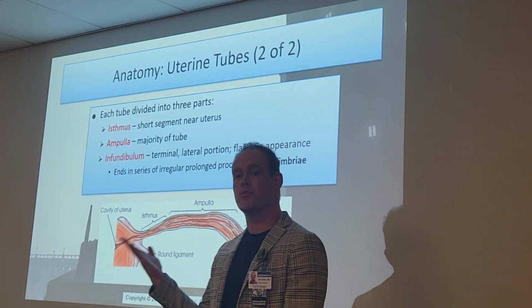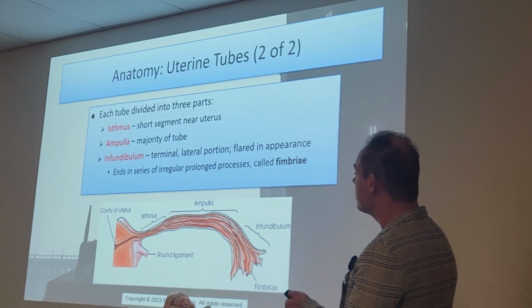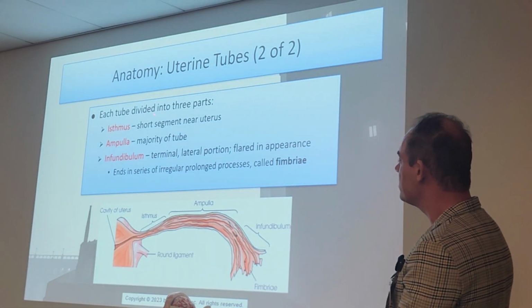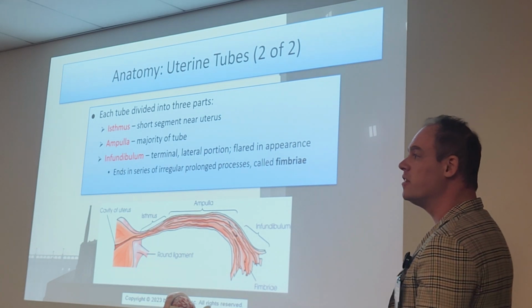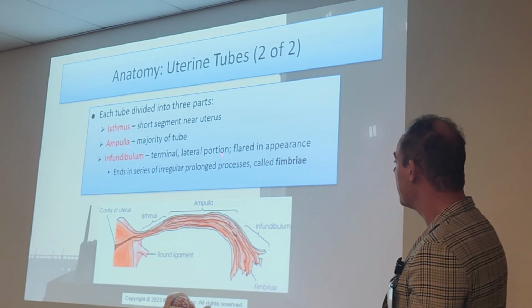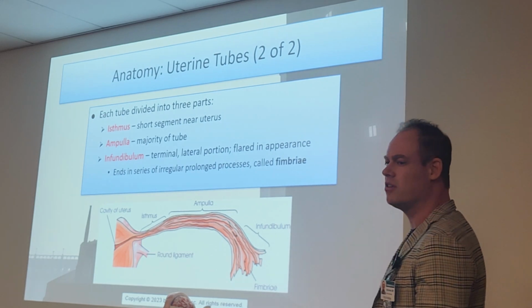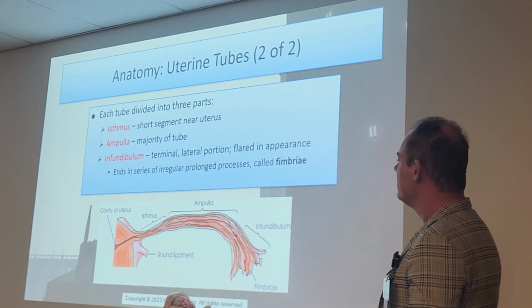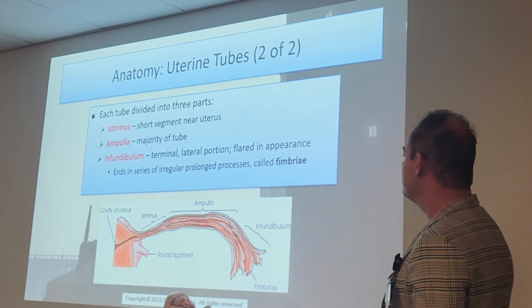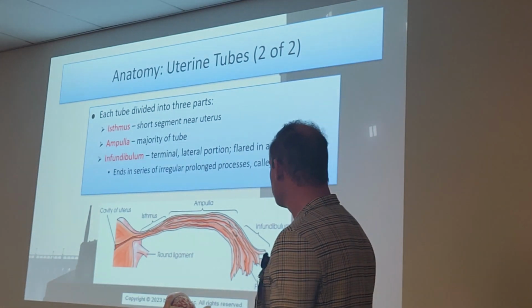Okay, so there are those parts we just talked about. Again, guys, the parts of the fallopian tube. Isthmus, once again, being that short segment near the uterus where it attaches. Ampulla being the midsection, which is the majority. And the infundibulum is going to be the termination point, the lateral portion, and it's actually flared in appearance. That's your moose horns. I'm still going to call it moose horns. And of course, at the end of each infundibulum, we have the fimbriae, those little finger-like projections coming off the ends.